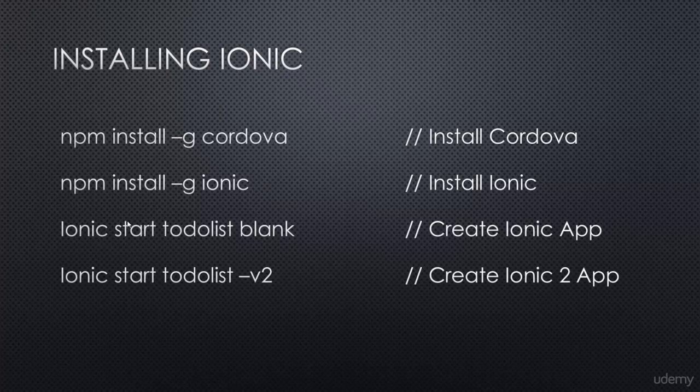To generate our application, we can use ionic start and then whatever we want to call our application. There's also different templates we can use as well. In this case, we're using the blank template. And if you want to create an Ionic 2 application, you can do the same command. You just need to add this --v2 at the end, and that'll create an Ionic 2 application that uses Angular 2.